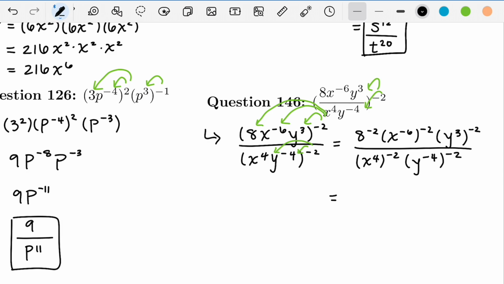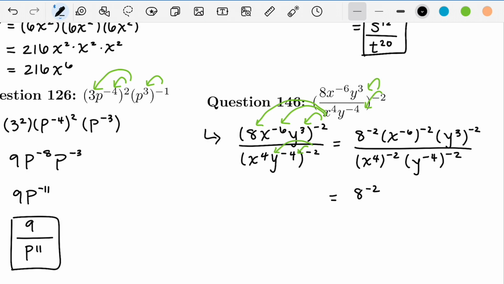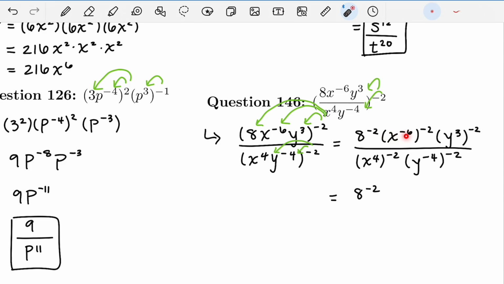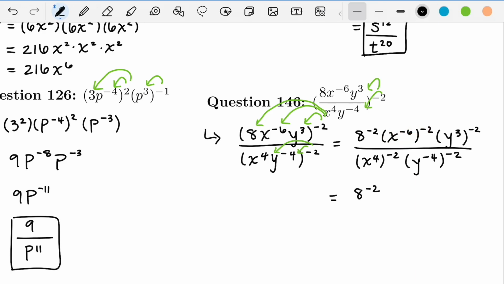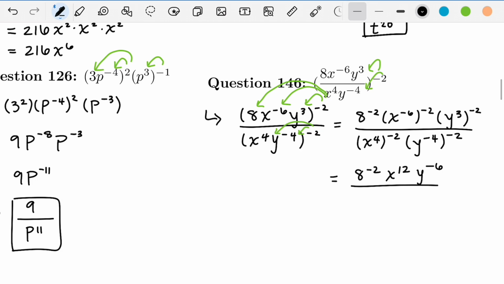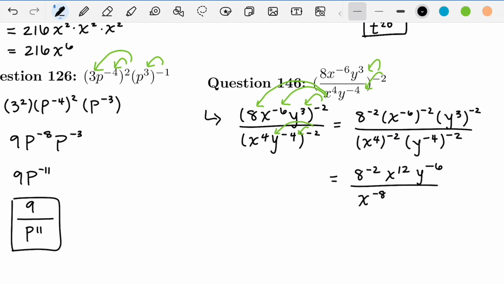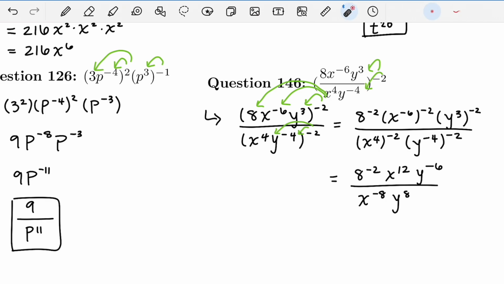So let's simplify this a little bit. We know we're going to use our product rule, so we're going to have x to the negative 6 times negative 2. So that'll be x to the positive 12th, and then similarly, we're going to have y to the negative 6 here. In the denominator, again, we're multiplying these guys, so this will give us x to the negative 8, and then y to the positive 8. Now the next step would be to rewrite this with positive exponents.